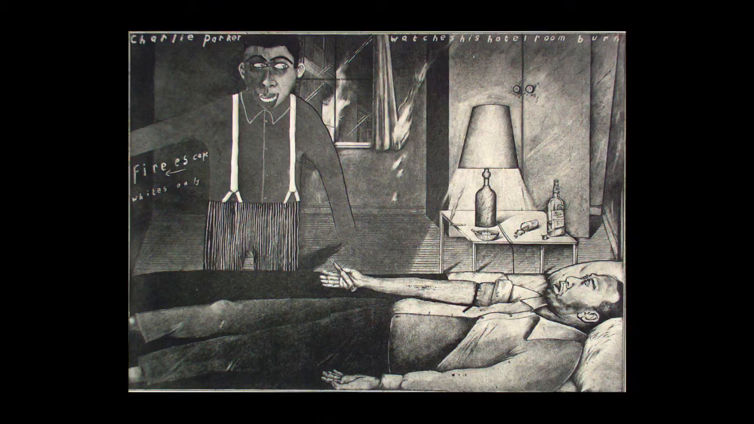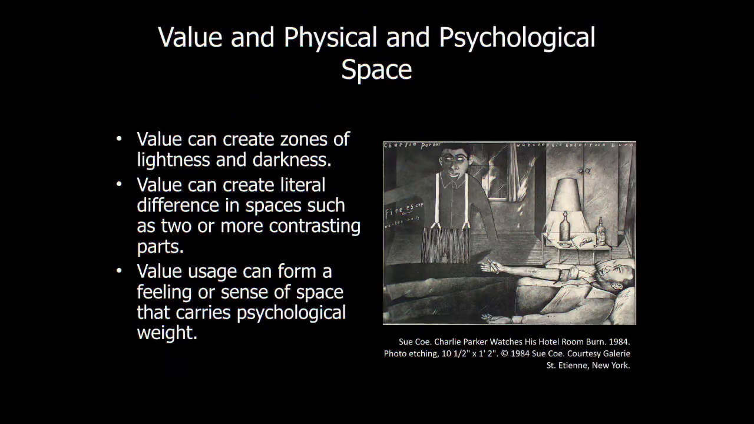Some really interesting things happening in this image. Looks like the man is on his bed. Looks like he used a drug of some sort. There's also alcohol on the side table, an ashtray, and a lamp. And if you look at the window in the background, the artist creates these lines of lights that perhaps indicate fire. And this work is by Sue Coe. Charlie Parker watches his hotel room burn, 1984. And this is an etching.